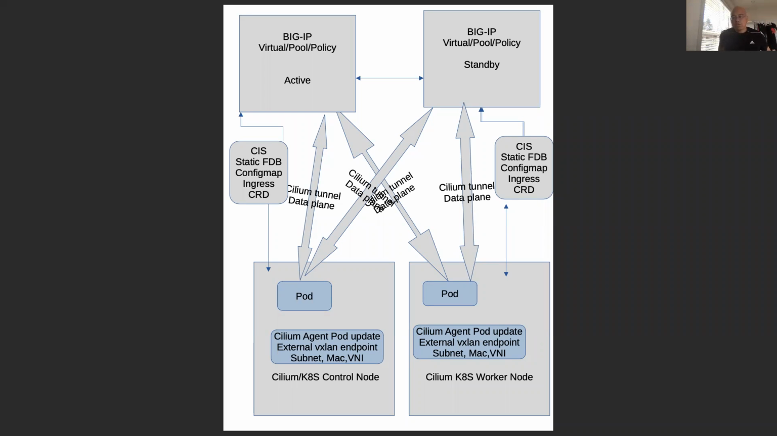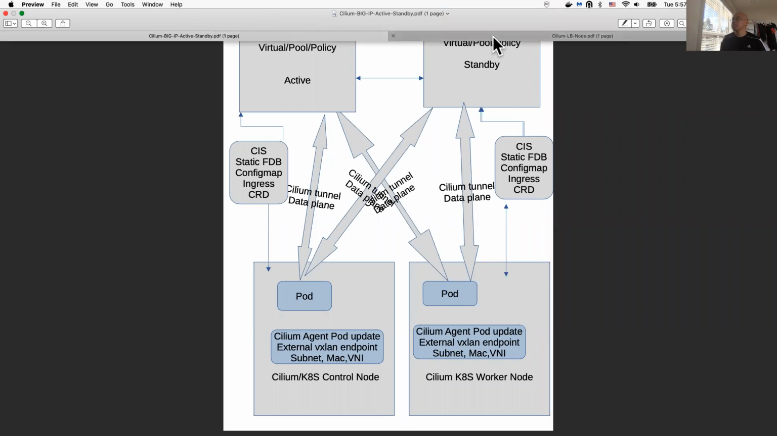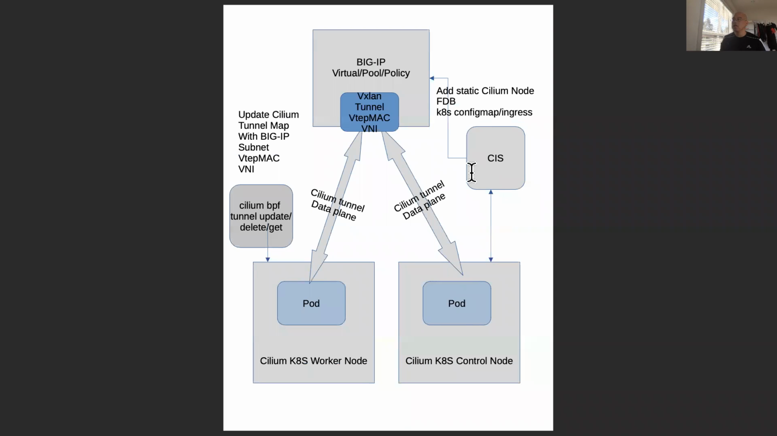Today I wanted to introduce a scenario. Previously I had this diagram, like a BIG-IP as an external south-north load balancer to the Kubernetes pod through the Cilium tunnel, and each Kubernetes node runs a Cilium agent.